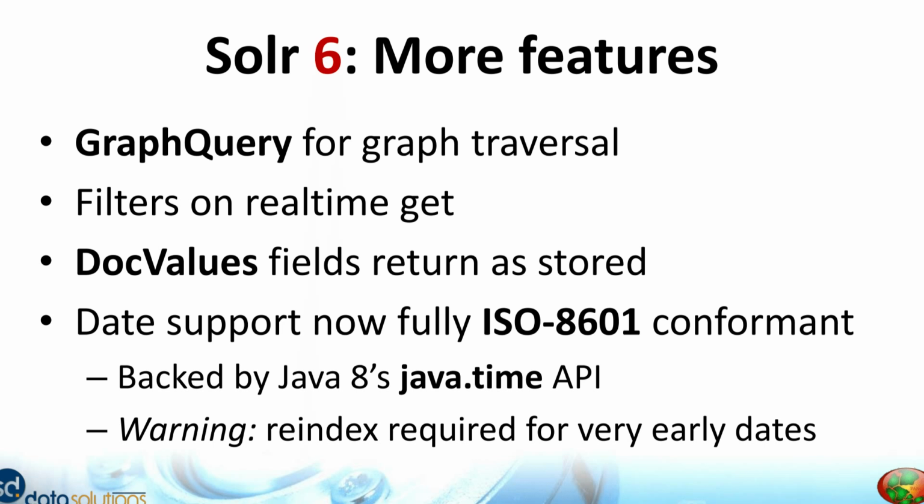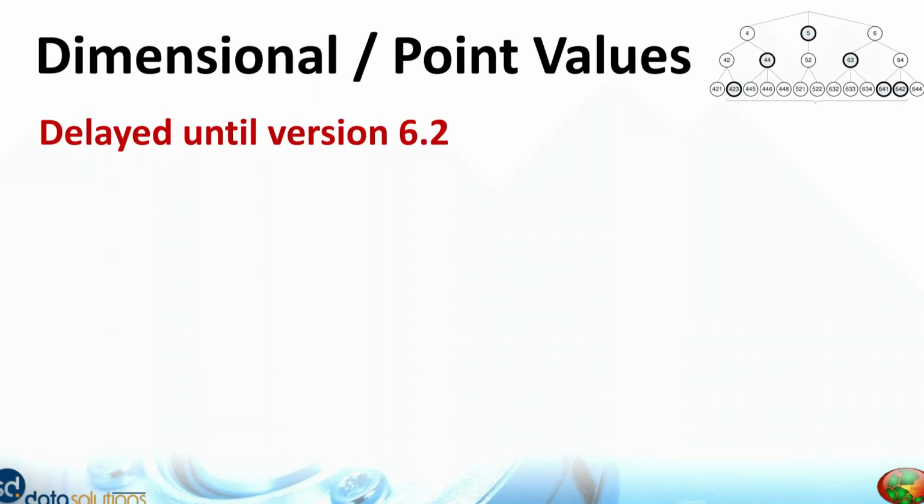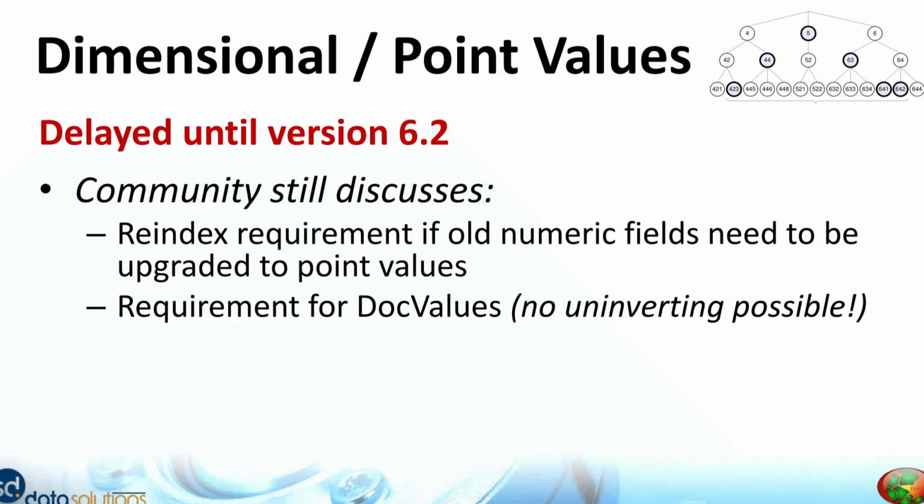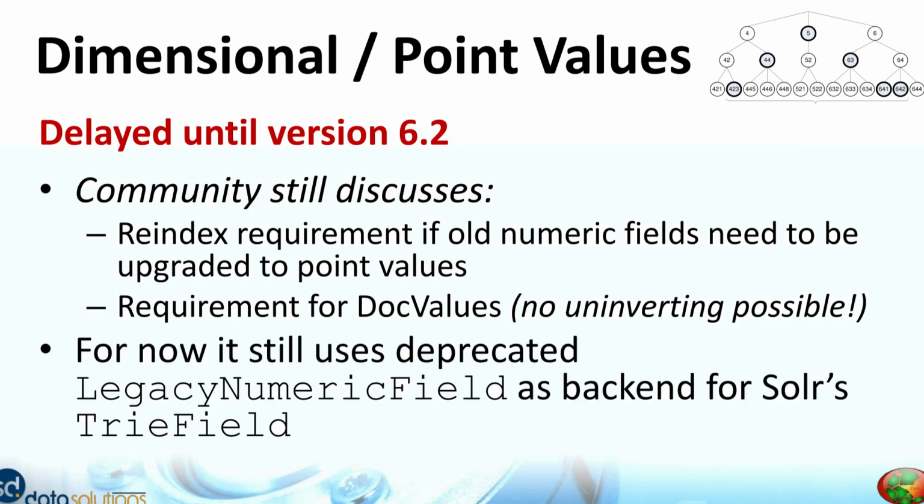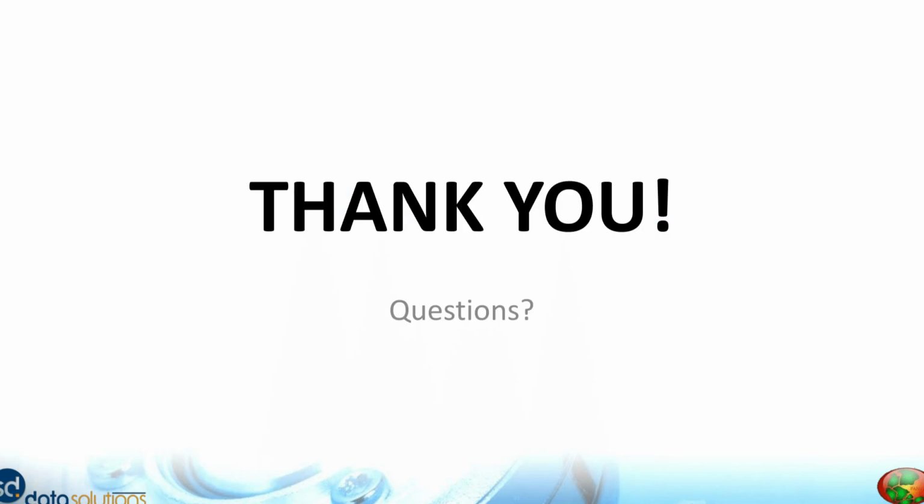And the last thing I wanted to come to is that the dimensional values, as described before, are unfortunately still delayed because of some problems, because of a reindex requirement. If you're still using the old tree numeric fields, you need to reindex for the upgrade, and the problem is you have to use stored values because uninverting no longer works with the dimensional values. And for now, Solr is using the legacy numeric field as a backend for the tree field. So the classes are still available, but will go in Lucene 7. Yeah, thank you.